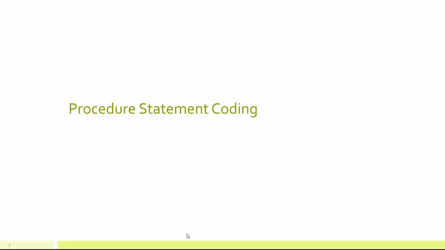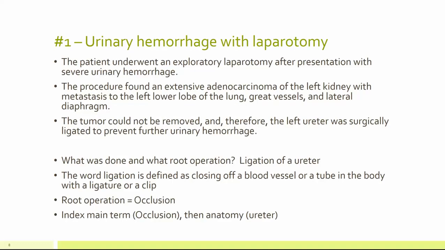Then if we move to the procedure statements that are in your textbook, for the first one, the patient is undergoing an exploratory laparotomy because he or she presented with severe urinary hemorrhage. The procedure found an extensive adenocarcinoma of the left kidney with metastasis to the left lower lobe of the lung, the great vessels, and the lateral diaphragm. The tumor could not be removed, and therefore the left ureter was surgically ligated to prevent further urinary hemorrhage.